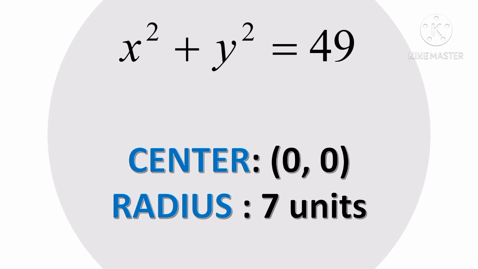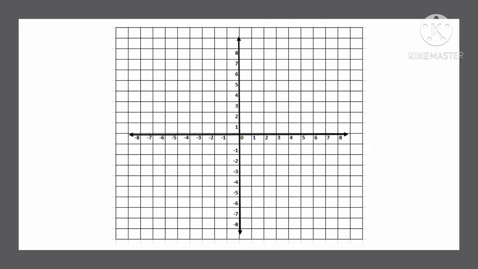So as we graph, we need to plot the center and radius points on the coordinate plane. So the center here, since it is in the origin, is (0, 0). Each grid line represents 1 unit.